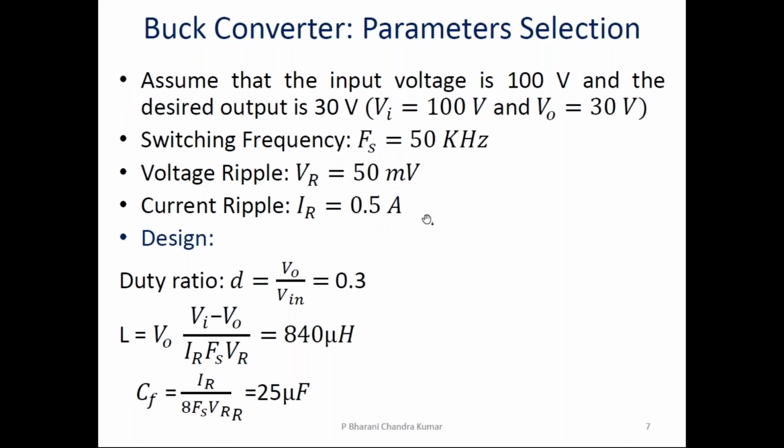Ripple means the variation. Suppose the output is 30 volts, then 25 millivolts on the upper side and 25 millivolts on the lower side, that band is what I call the ripple. So it should not go beyond 30.005 volts or so. Then the duty ratio. So these are the assumptions for the design.